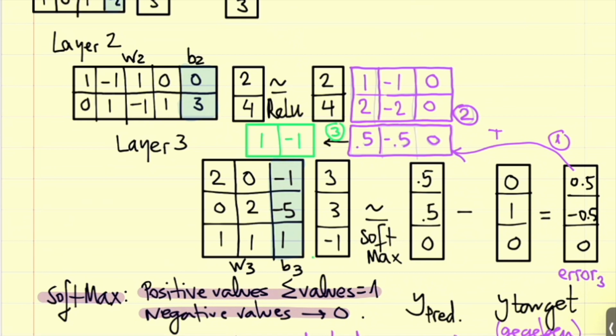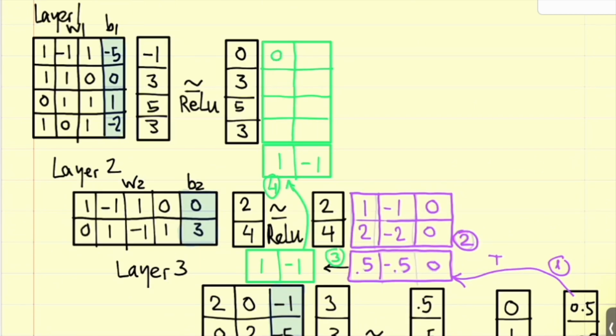Then we perform again the calculation. So 0 times 1 is 0. 0 times minus 1 is 0. 3 times 1 is 3. 3 times minus 1 is minus 3. 5 times 1 is 5. 5 times minus 1 is minus 5. 3 times 1 is 3, minus 3, and so on.